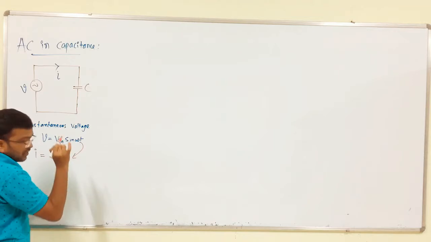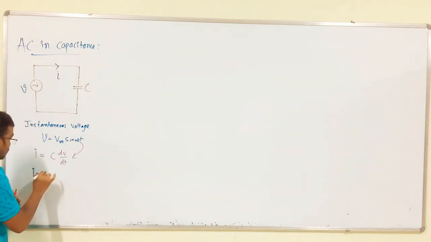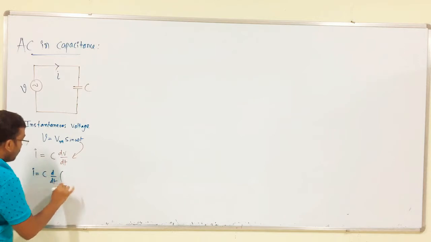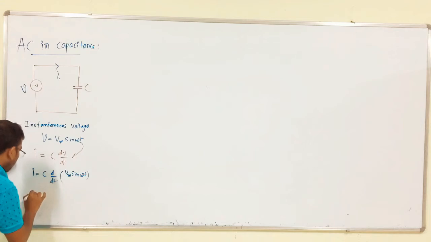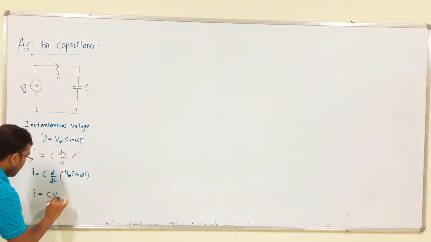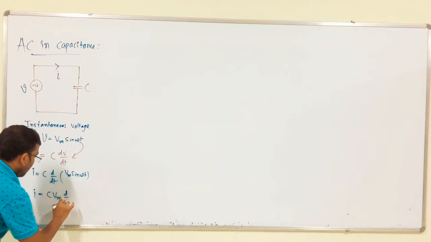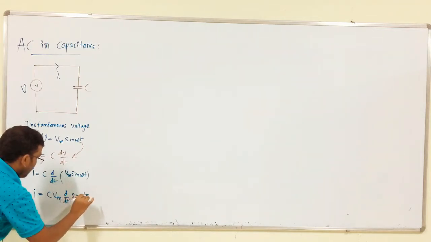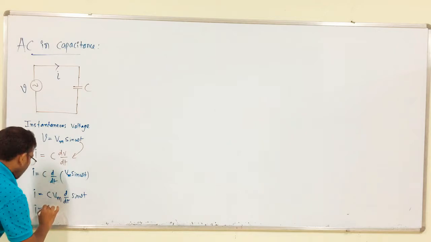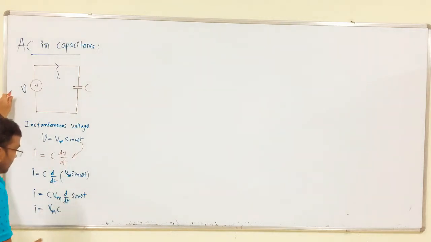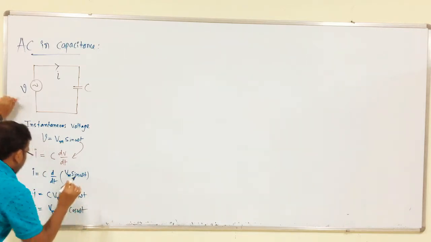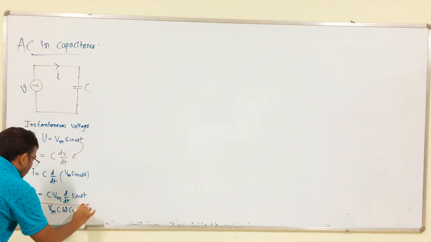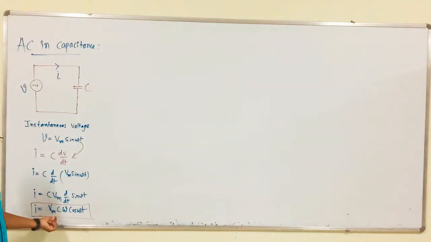Then substitute this voltage in this equation: I = C d/dt of, what is the voltage here, Vm sin ωt. C is constant, Vm is constant, so I = Vm C d/dt of sin ωt. What is the differentiation of sin? Cos ωt, that is ω cos ωt. We have I = Vm ωC cos ωt.